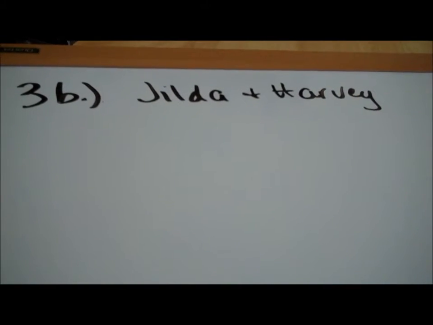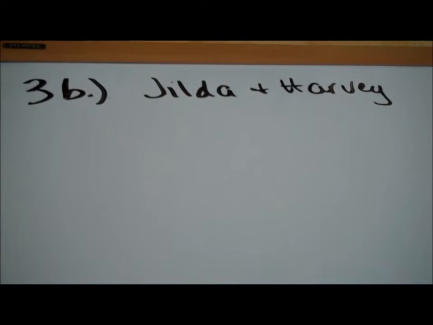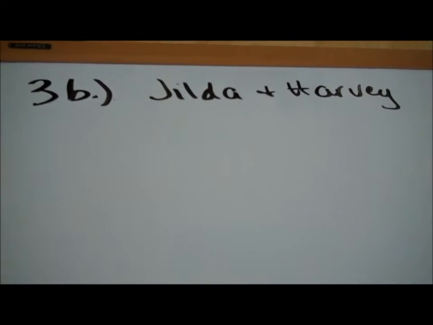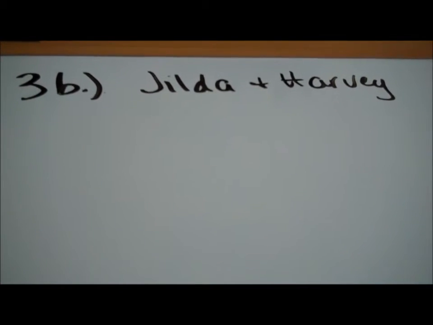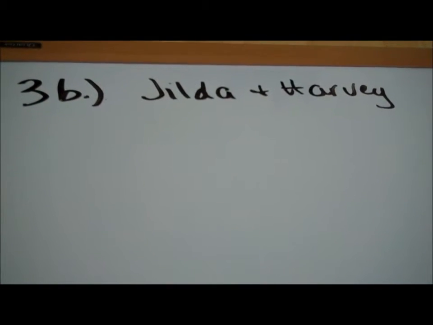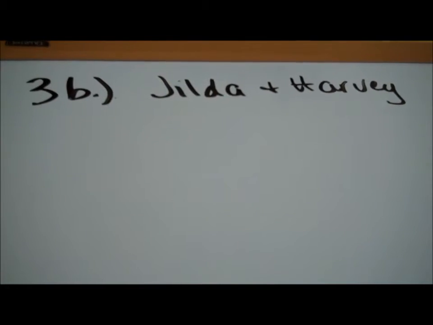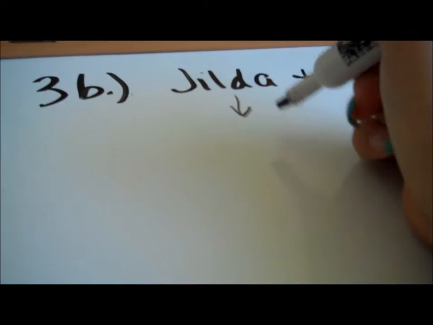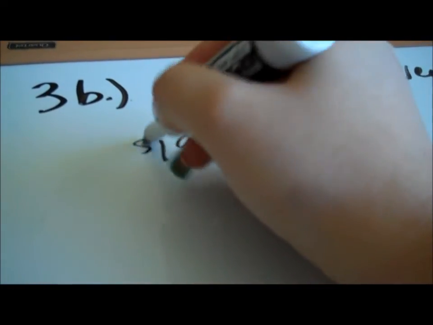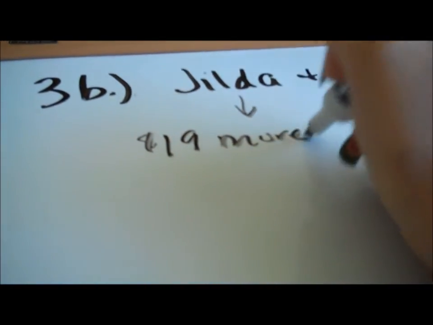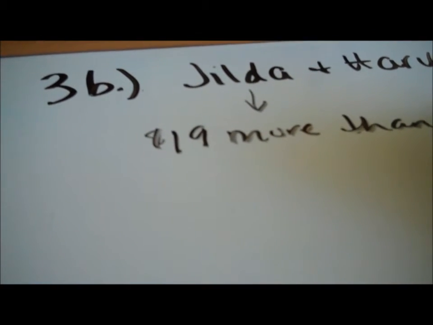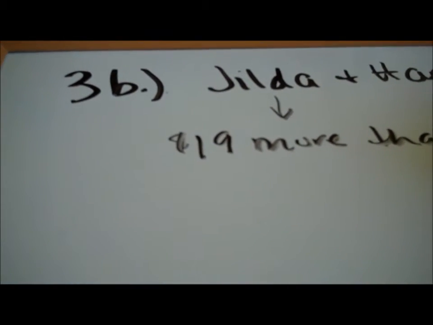3B has to do with two different people, Hilda and Harvey. The problem says Hilda invested 19 more than twice the amount Harvey invested in a retirement account. So we're going to be talking about Hilda first. So Hilda says that she invested $19 more than twice Harvey.